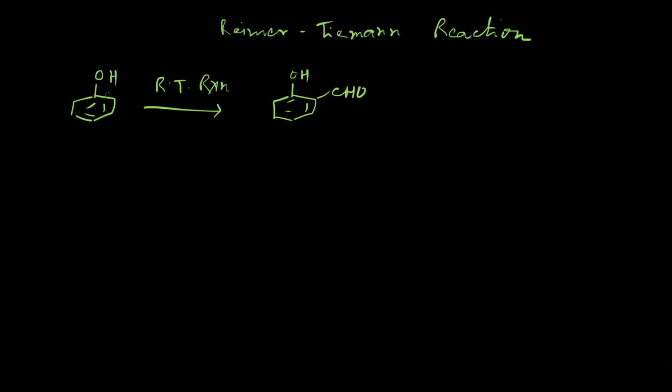Since this OH group is ortho as well as para-directing, two isomers will be obtained. One is the ortho-formylated product and another will be the para-formylated product.